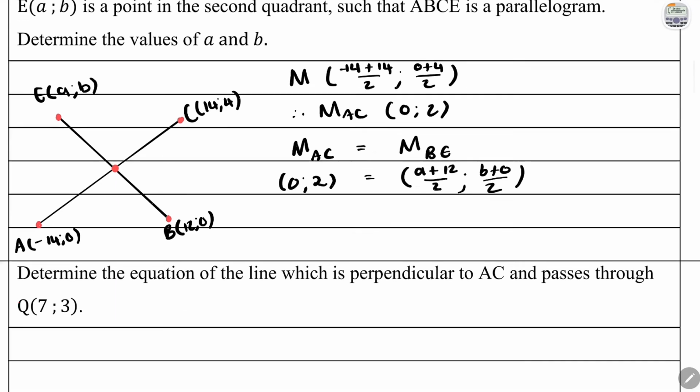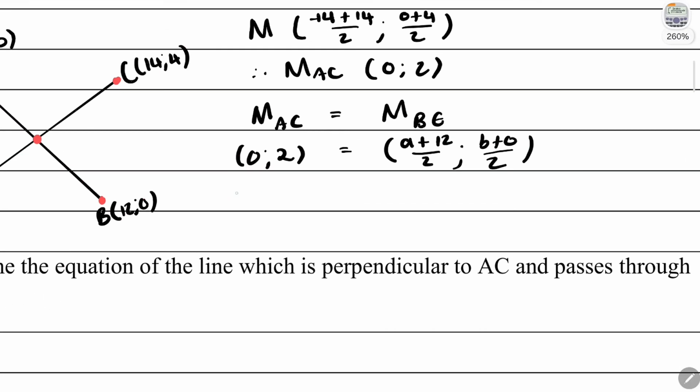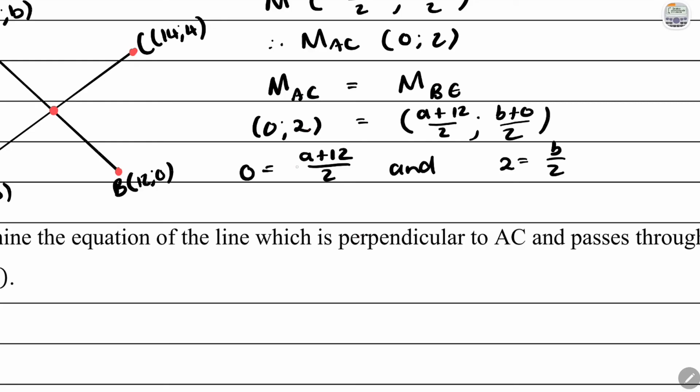So we don't really have to write this. We can just start finding it at this point. So we're saying 0 is equal to A plus 12 over 2, and 2 equals B over 2. Now if we cross multiply here, this is a 0, like 0 over 1, right? So if we cross multiply, this stays A plus 12, and then 0 times 2 is still 0. So if you transpose the 12, A is equal to negative 12.